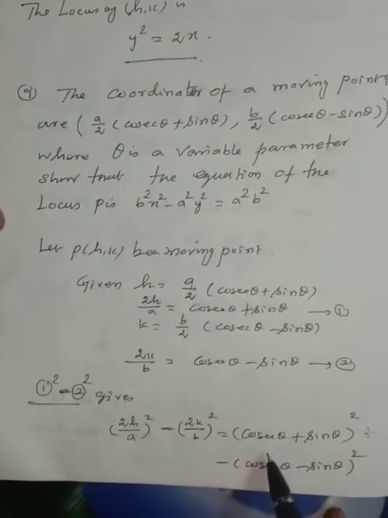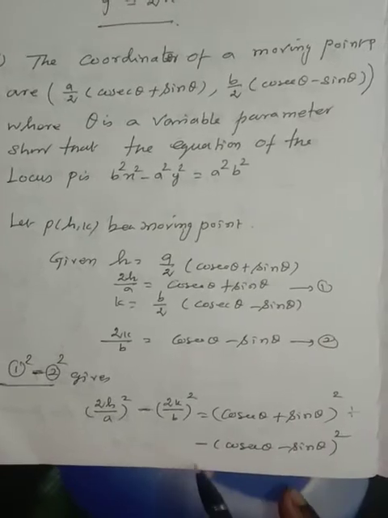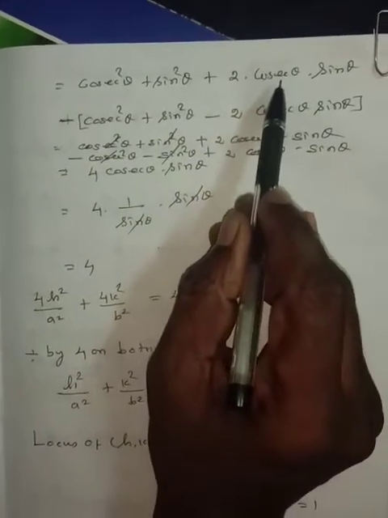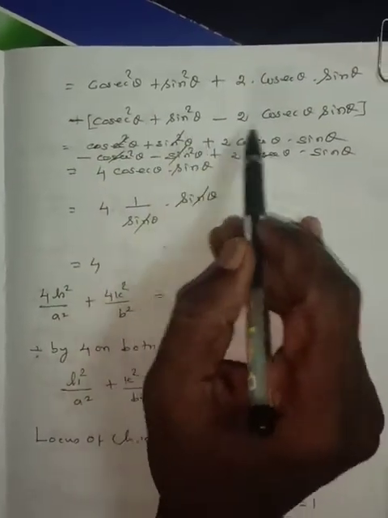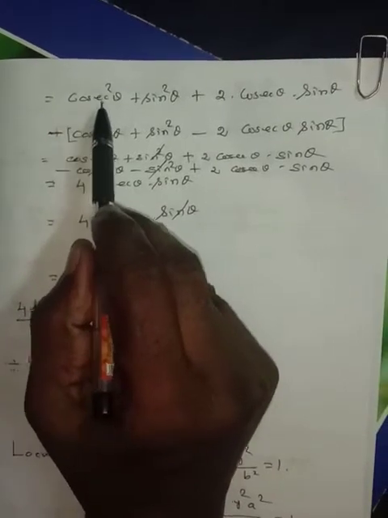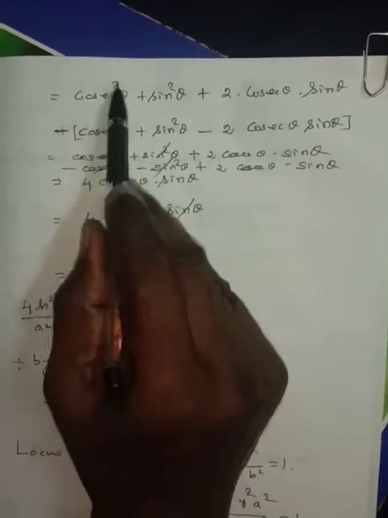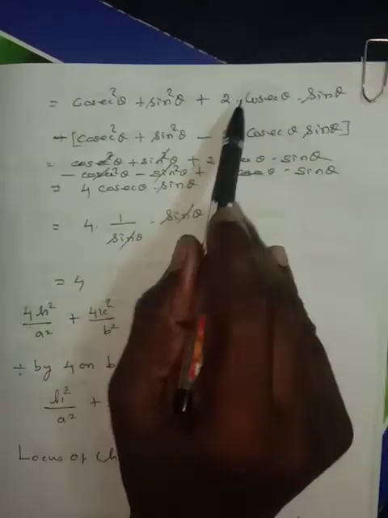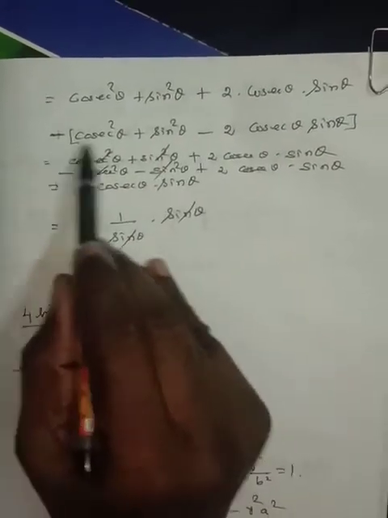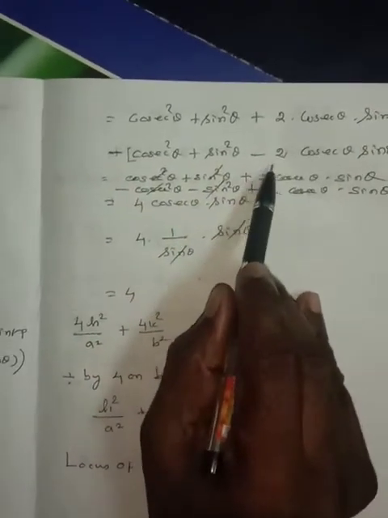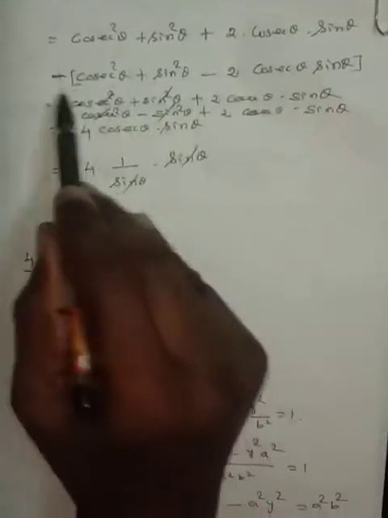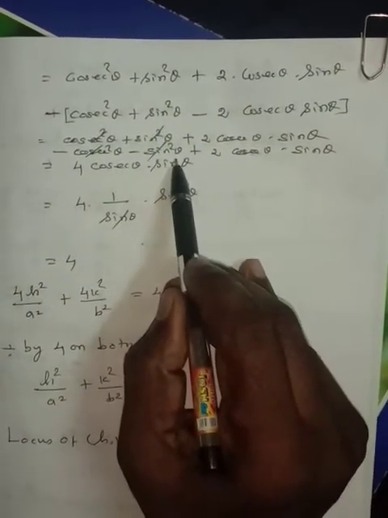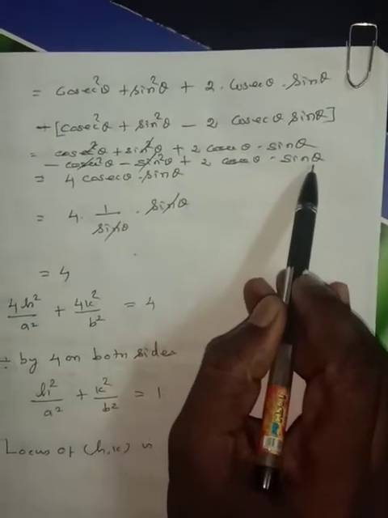(2k divided by b) whole square is equal to (cosecant theta plus sin theta) whole square minus (cosecant theta minus sin theta) whole square. Recall (a plus b) whole square is a square plus b square plus 2ab, and (a minus b) whole square is a square plus b square minus 2ab. Therefore, first (cosecant theta plus sin theta) whole square is cosecant square theta plus sin square theta plus 2 into cosecant theta sin theta. Cosecant theta means 1 by sin theta. Minus of cosecant square theta plus sin square theta minus 2 into cosecant theta sin theta. Distributing the negative sign over the three terms, we have minus cosecant square theta minus sin square theta plus 2 cosecant theta into sin theta.